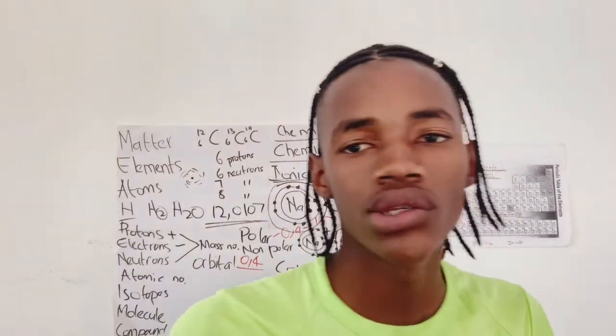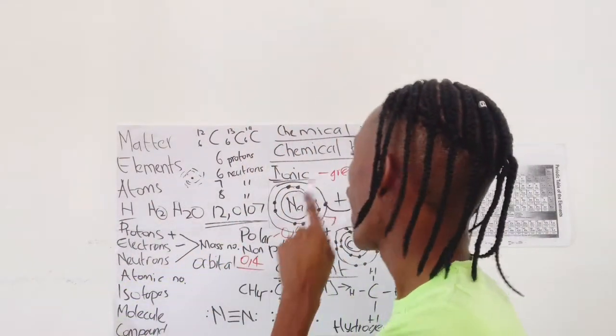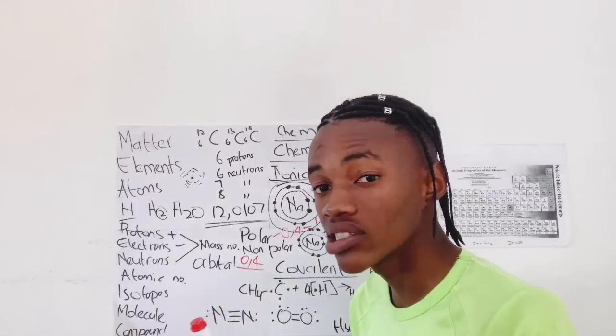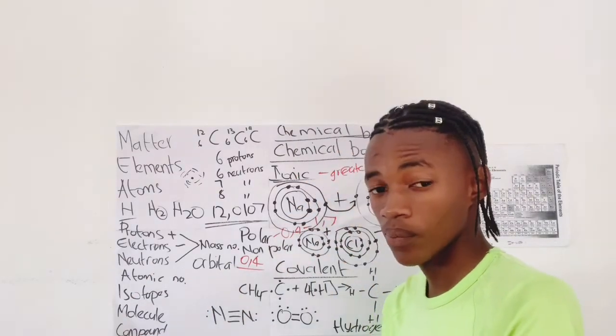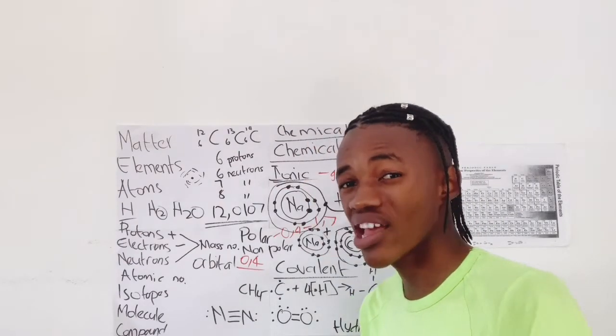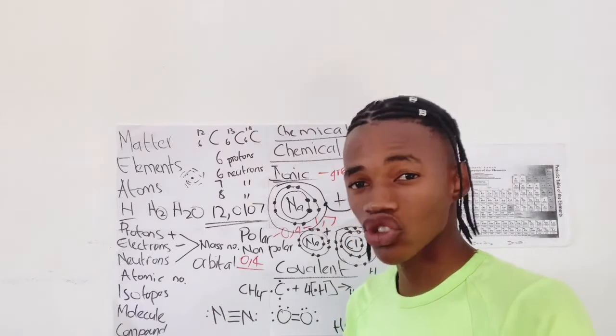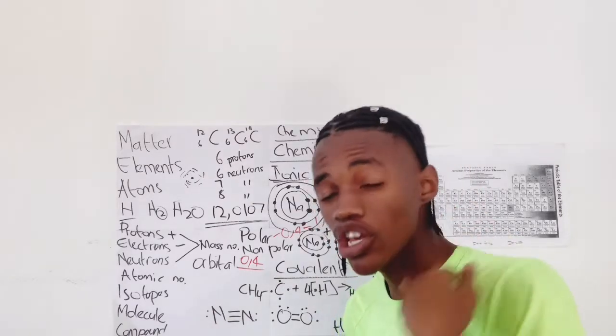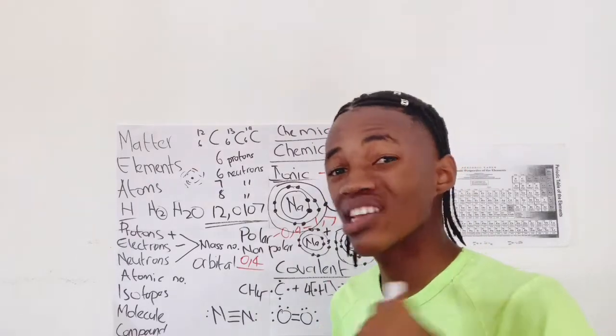So for a quick recap, ionic bonding is when one element steals an electron from another element, and is usually between a metal and a non-metal. The electronegativity difference is very huge. It is usually greater than 1.7.